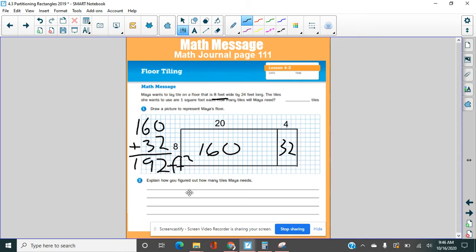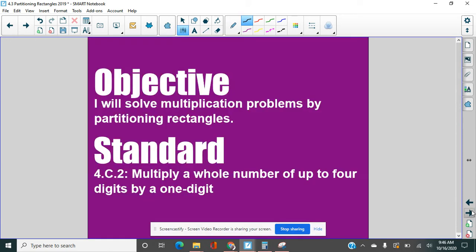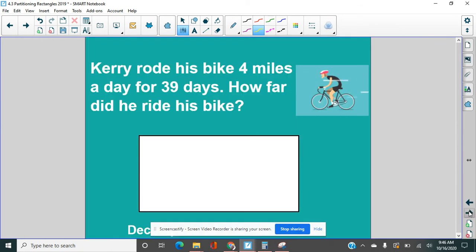All right, if you don't have that done, you're going to need to press pause because you need to make sure you write your own answer there. Our objective today is to solve multiplication problems by partitioning rectangles. Partitioning means to split something up into parts. You see the word part there in partitioning? And that is part of a multiplying standard that we are going to be working on.